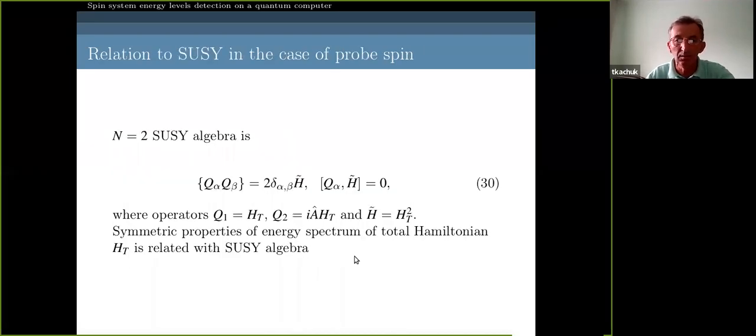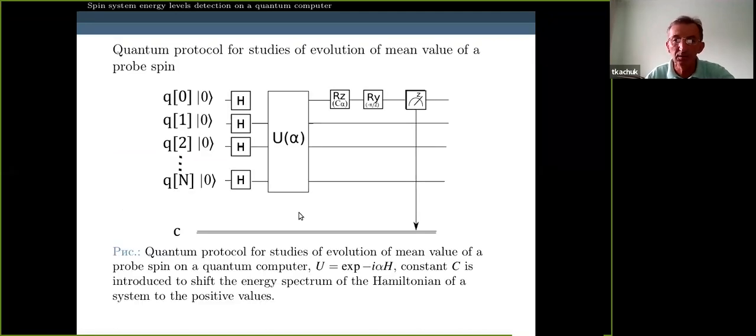So I omit all this explanation. Also, we can find the supersymmetric properties of this total Hamiltonian. This fact is also very interesting from a theoretical point of view. But from a practical point of view, it is necessary that we can find an operator which anticommutes with the Hamiltonian. Here is the general protocol for calculation.